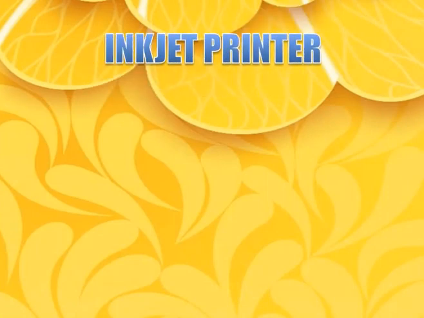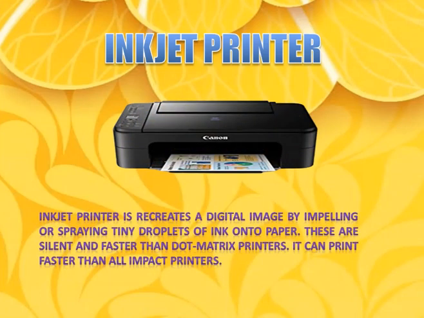Next, non-impact printer. The first printer, inkjet printer. It looks like this. An inkjet printer recreates a digital image by spraying tiny droplets of ink onto paper. These are silent and faster than dot matrix printers. It can print faster than all impact printers.